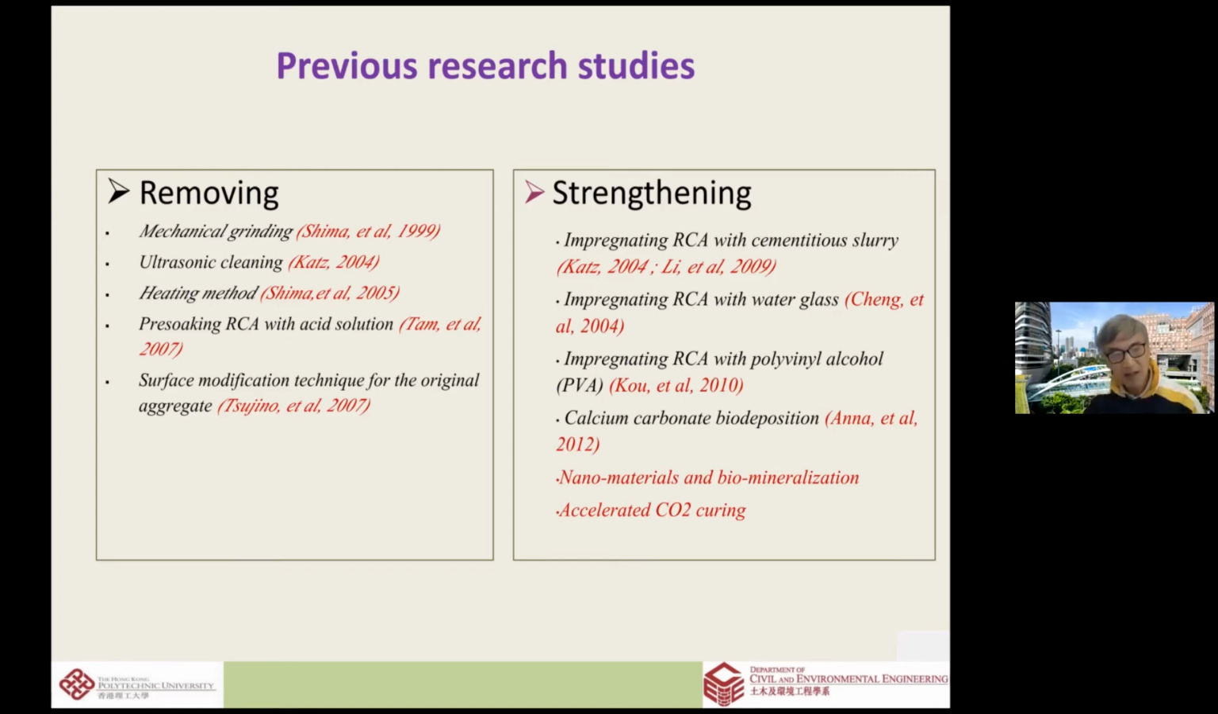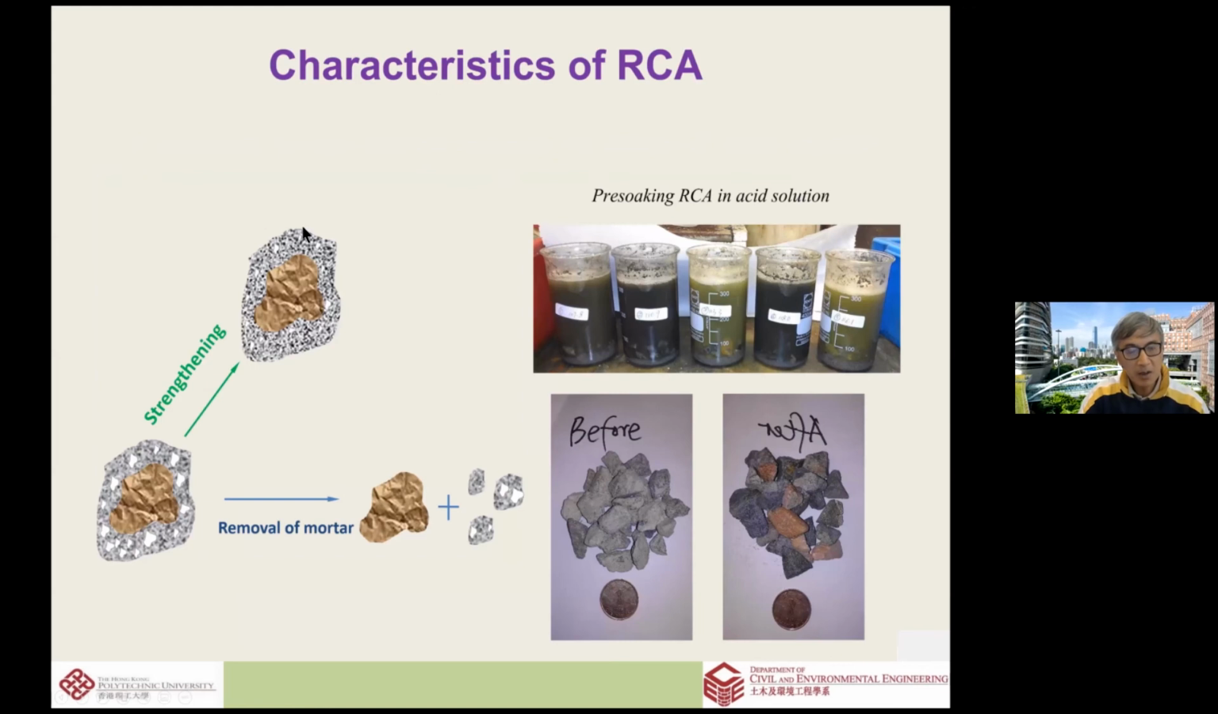Particularly in Hong Kong, we are using granite or river sand as natural aggregate. There is another process of enhancing the property of the recycled aggregate that we call strengthening. Strengthening means going back to this, because this is weaker. If we can strengthen this portion, we will make the whole system better.